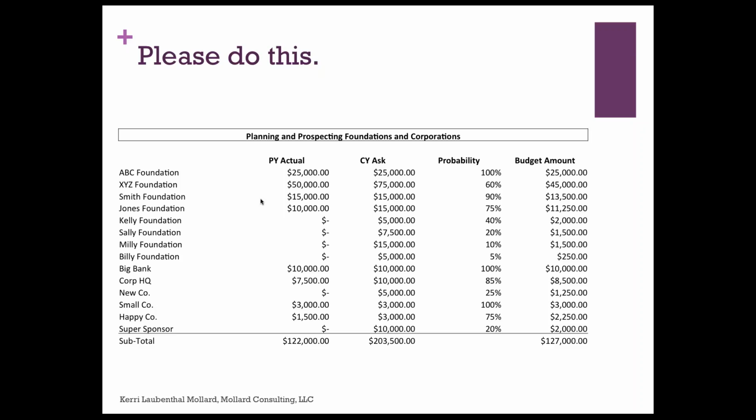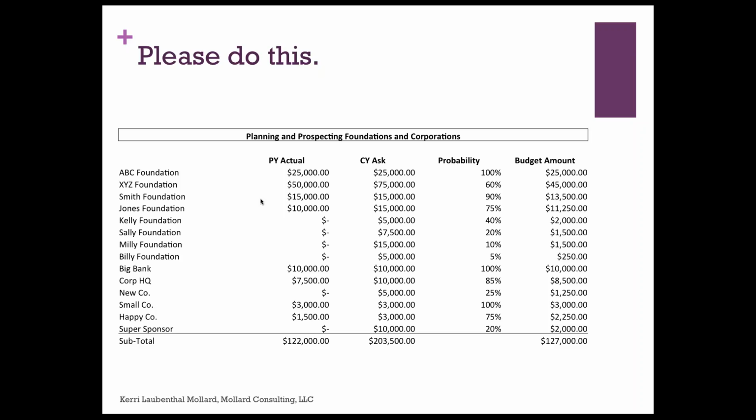So on the corporate side, here's our big bank and our corporate headquarters. New company, again, to be determined here. New company, small company, happy company, and a super sponsor. And you can see what the probabilities are. So at the end of the day, after this exercise, my prior year actual was 122. My ask, what I think I'm going to ask every one of these potential donors to give, is 203,500. But my budget amount is 127,000. So my budget went up by 5,000 rather than my budget going up by 20,000.